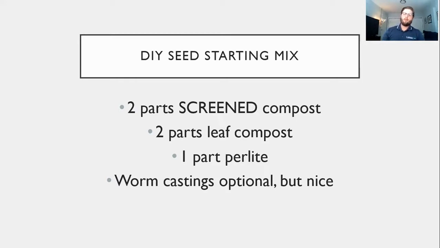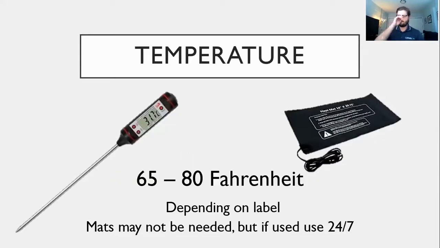You can also add worm castings, either purchased, or if somebody does vermicomposting, or maybe you do it yourself. They're great for that slow release nutrient capability that they would add into your mix, but they're not always necessary if you don't have access to them.